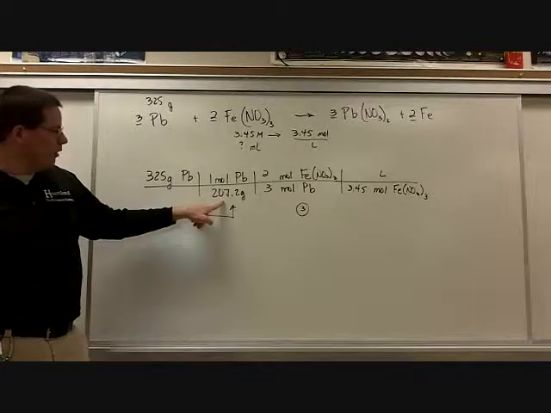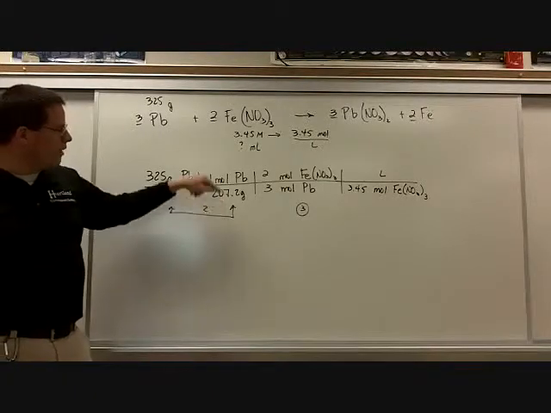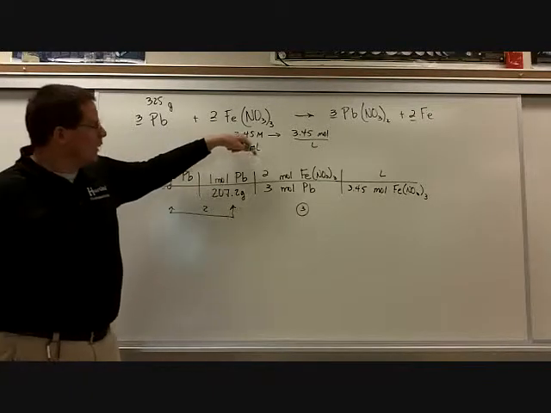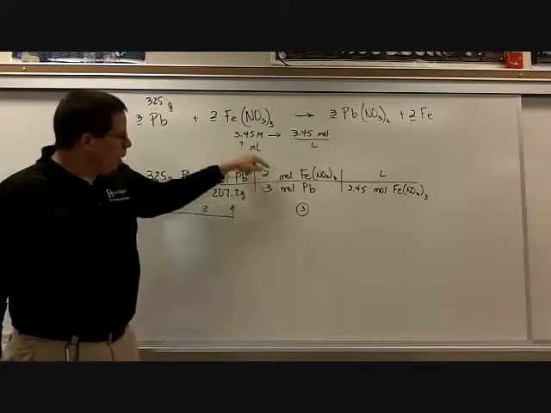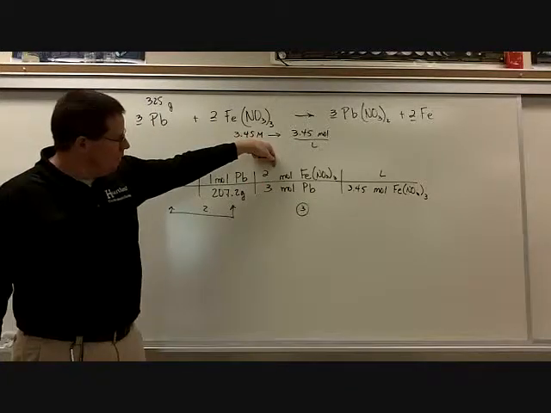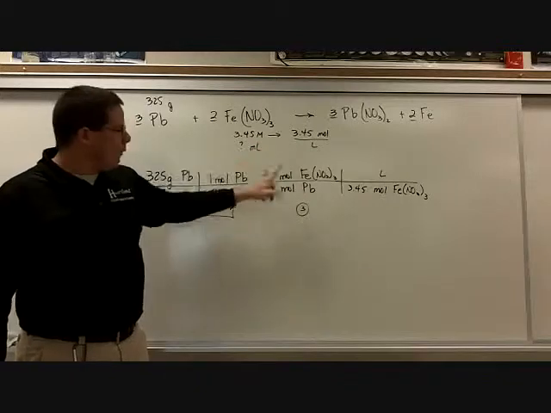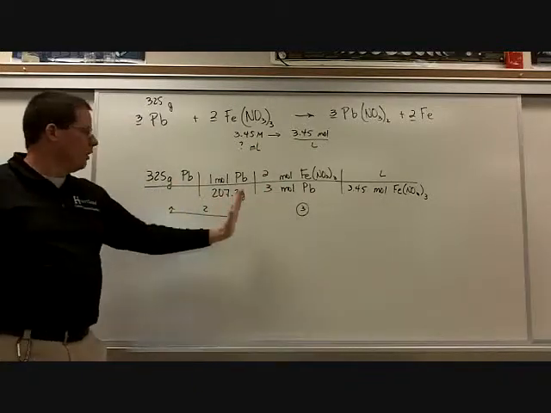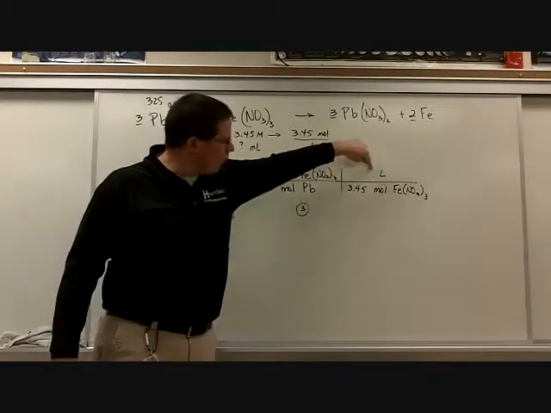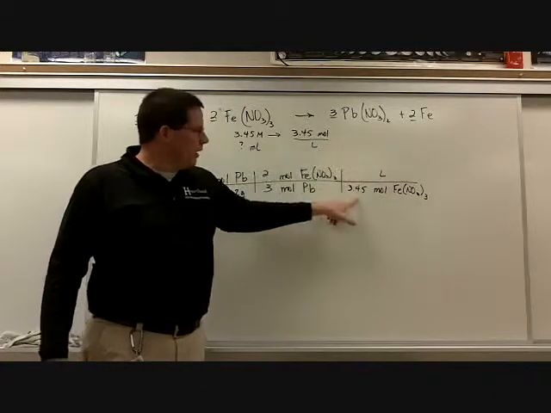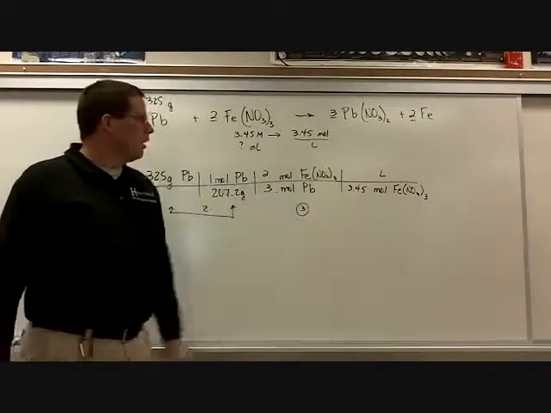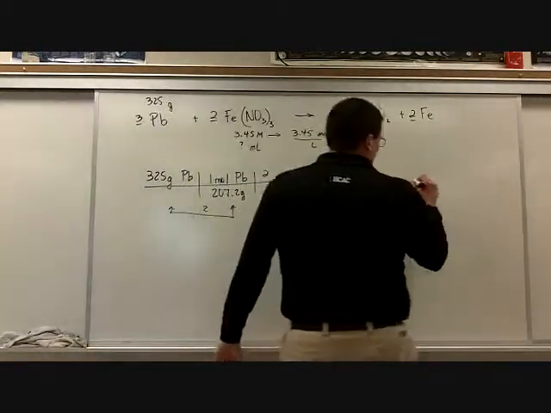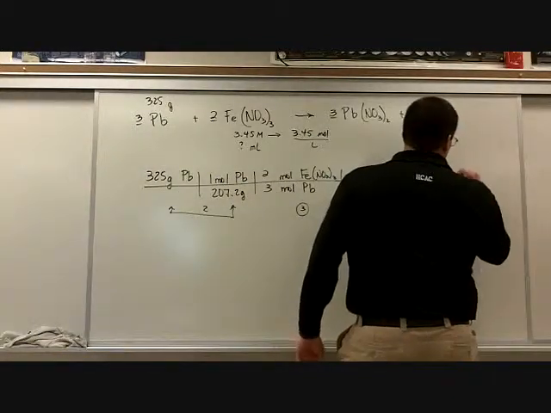If I had 207.2 grams of lead, I have 1 mole. In this reaction, if I want to react 2 moles of lead with iron 3 nitrate, I'm going to need at least 3 moles. So these are all equal to each other within the problem. If I had 1 liter of the iron 3 nitrate, it has 3.45 moles in it. What's the last step? Getting milliliters. Very good.